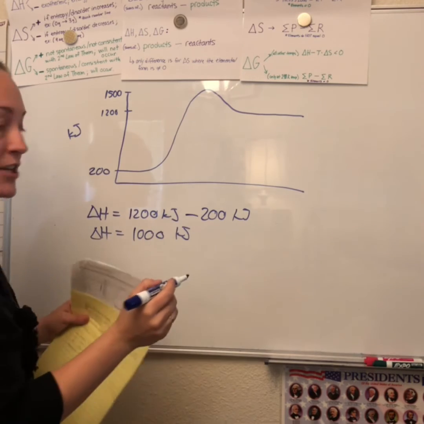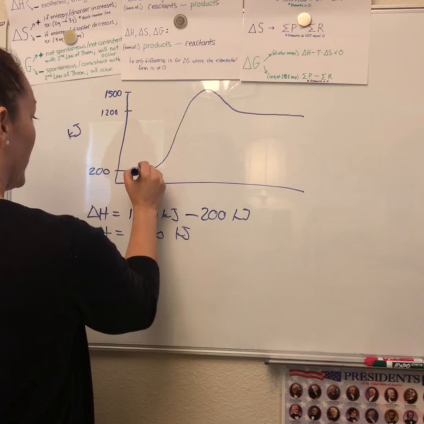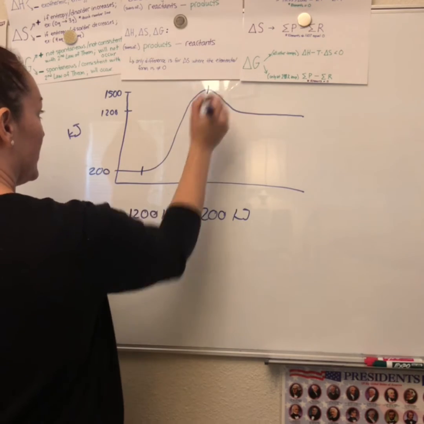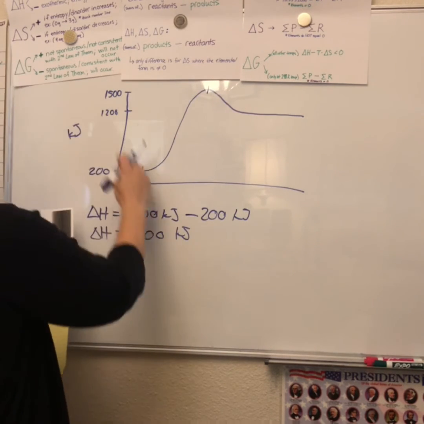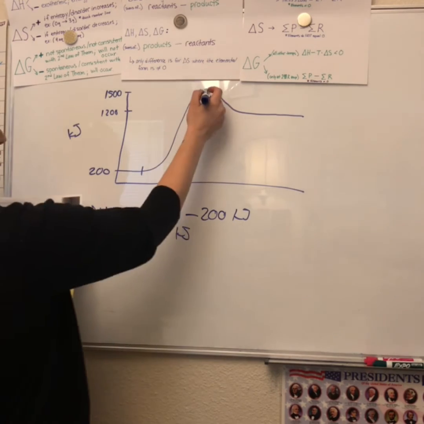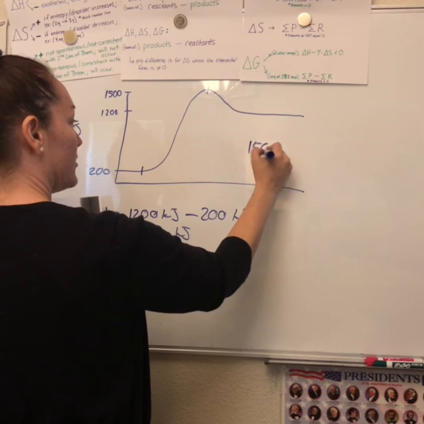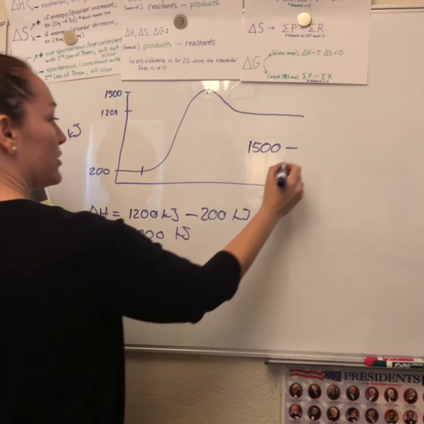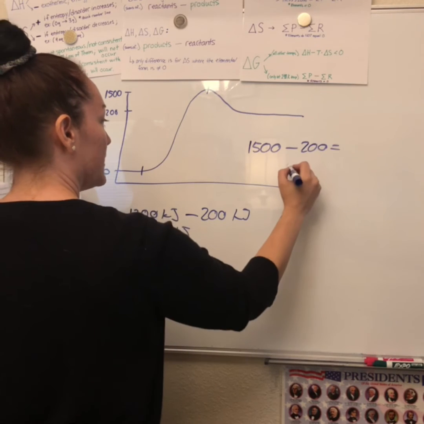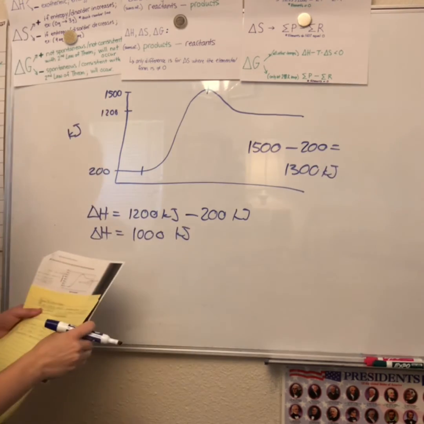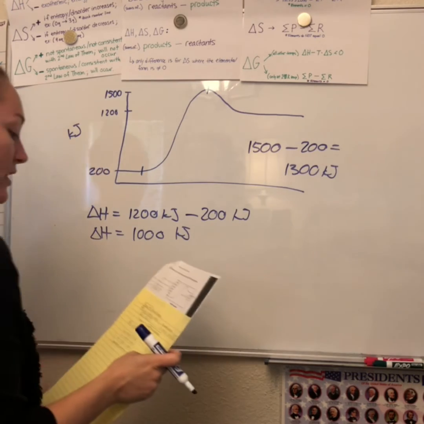Now they want activation energy. So really they're asking when it starts, when the reaction starts, to the peak of it. They want to know what is this difference here. So I'm going to say, okay, the activation energy at the top is 1,500, and I'm going to subtract where it was down here, which was 200. So if I do that, I'm going to end up with 1,300 kilojoules for the activation energy. That's how much energy it took.